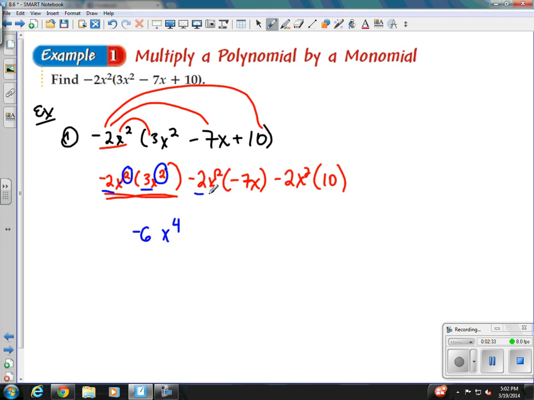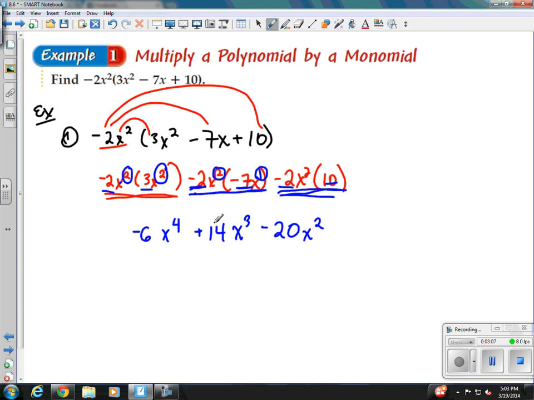Then we move on to our next one. Negative 2x squared times negative 7x. So negative 2 times negative 7 gives us a positive 14. And they both have x's, and this is technically x to the first, so 2 plus 1 is 3, so x to the third. Then lastly, negative 2x squared times 10. So multiply the coefficients. Negative 2 times 10 is negative 20, and x squared has nothing to go with, so it drops down.